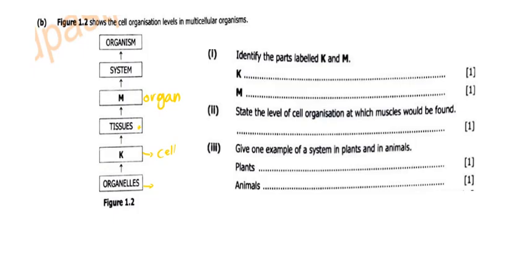They have said identify the parts labeled K and M. We have already identified them now. So the part labeled K, it is what? Cells.